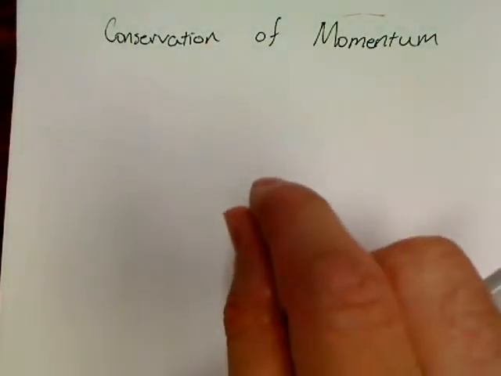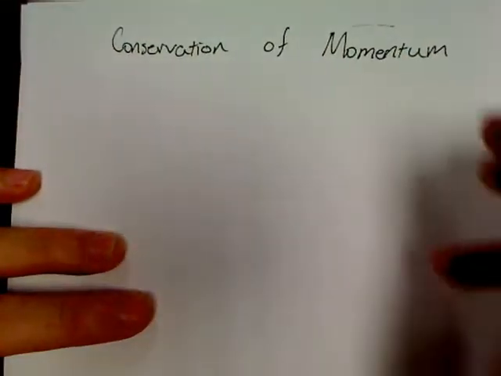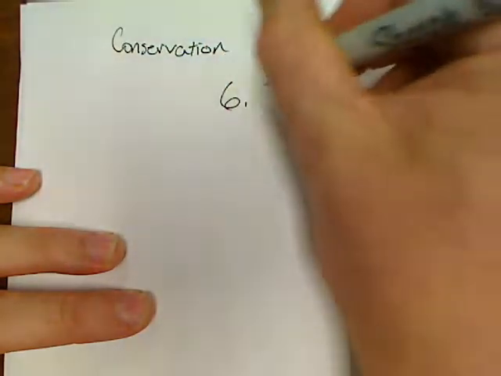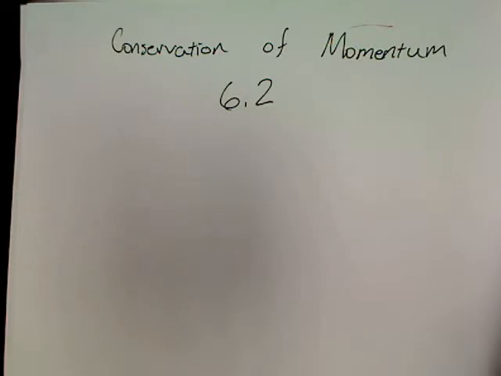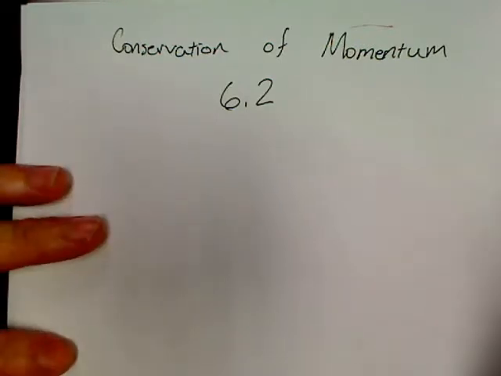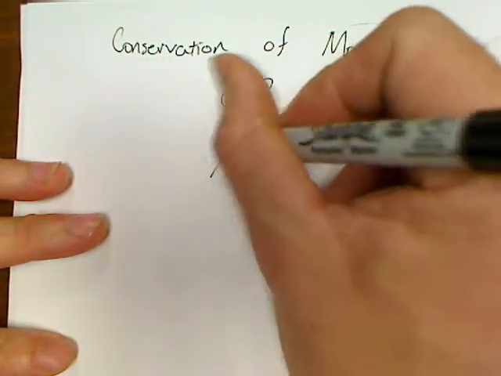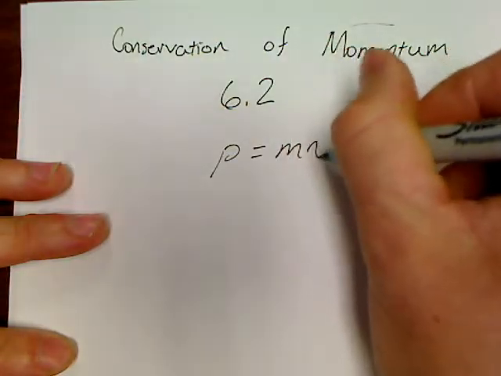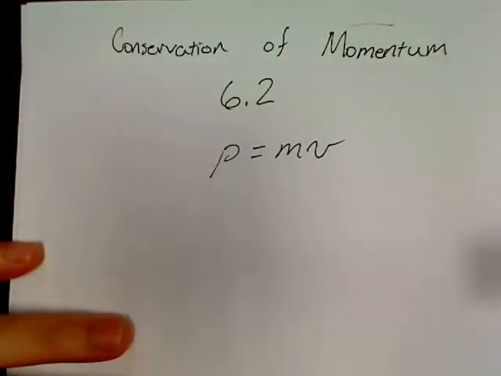Alright, welcome back to our latest topic. I think this is going to be conservation of momentum. This is Unit 6.2. So in Unit 6.1 we looked at what is momentum, and momentum is nothing but mass times velocity.